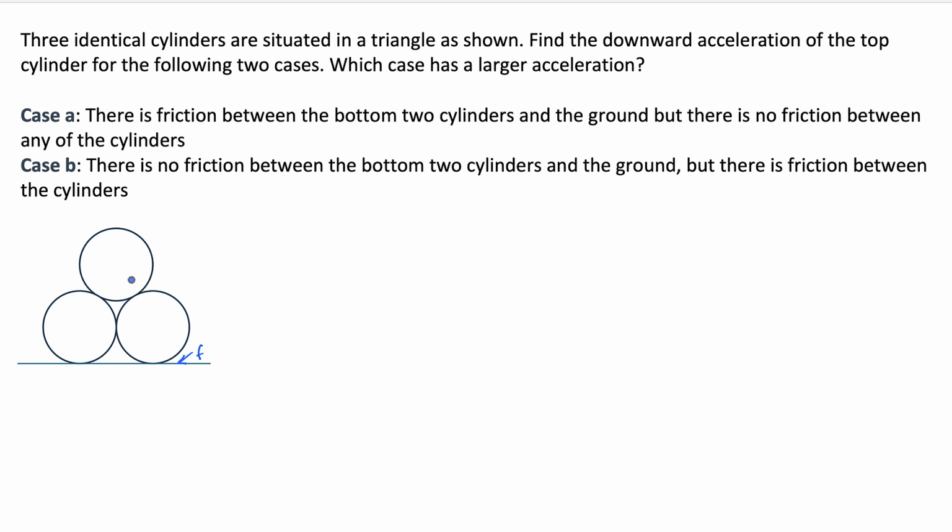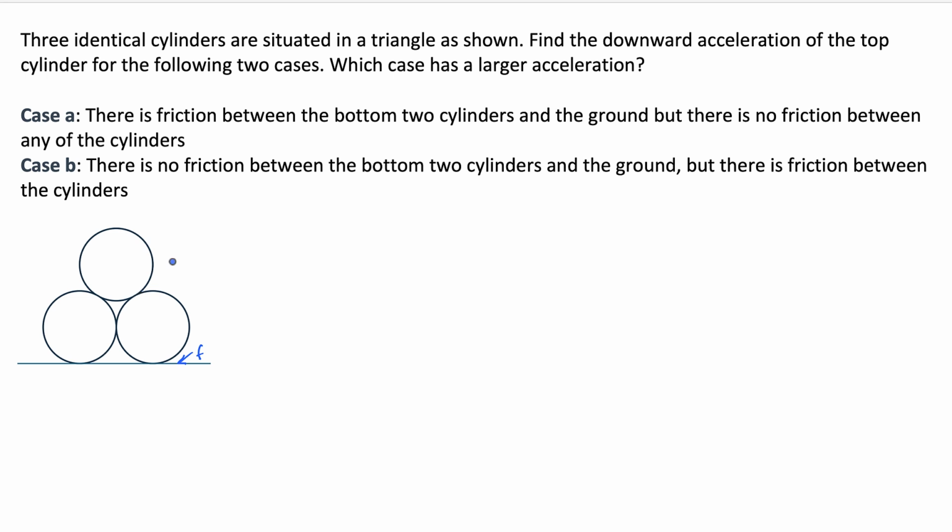But there is no friction between these cylinders. And the case B is when there is no friction between the cylinder and the ground, but there is a friction between the cylinders. Okay. So it is not so straightforward, and we should get started, starting with the case A.